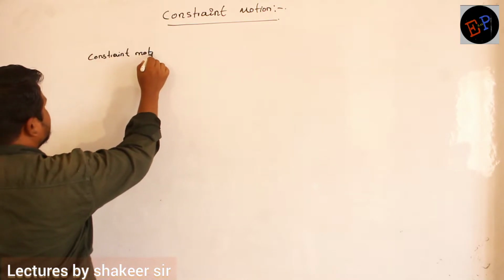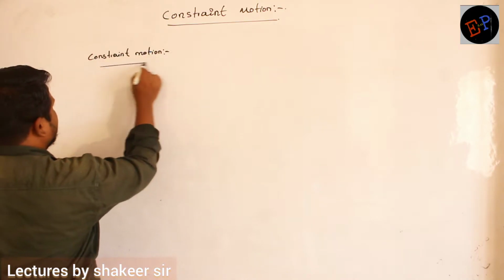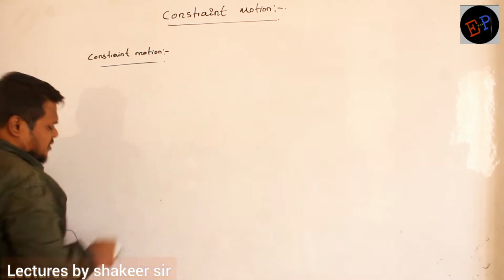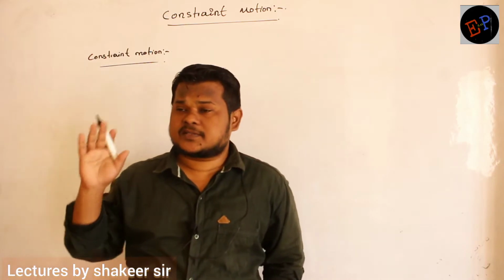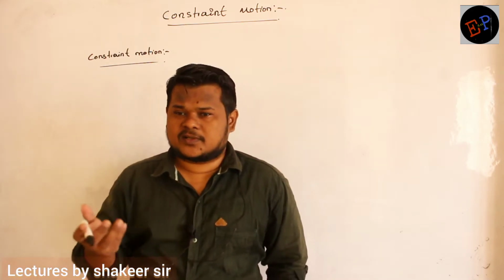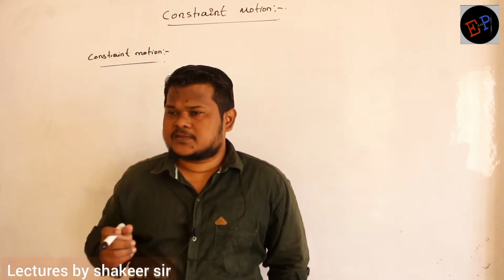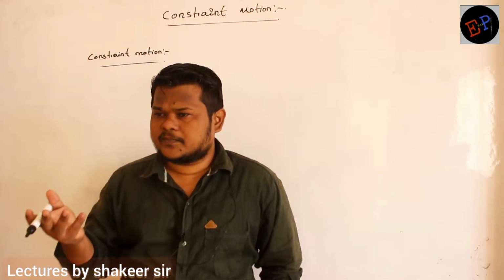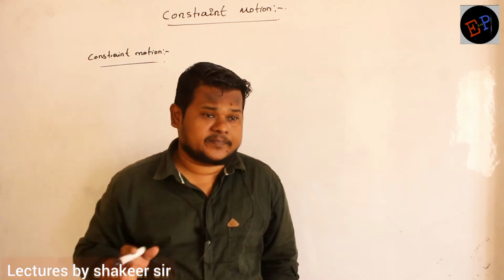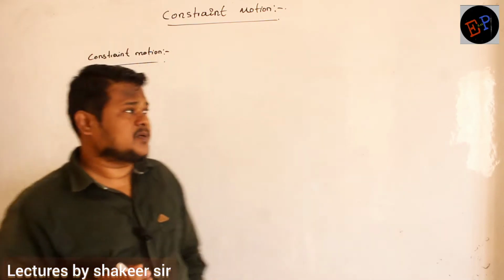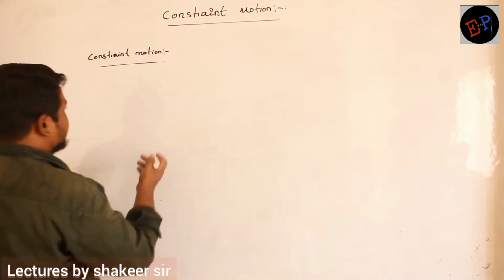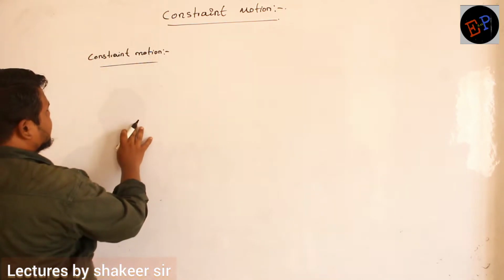Constraint motion means, clear? Constraint means limits. Constraint means somebody is controlling some other body, that is called a constraint. So if one body is moving under the control of another body, then such type of motion we can call constraint motion. Are you able to understand? So how do I write the definition of constraint motion?